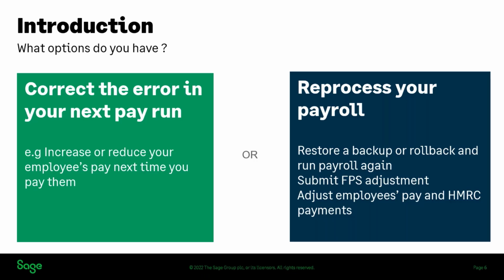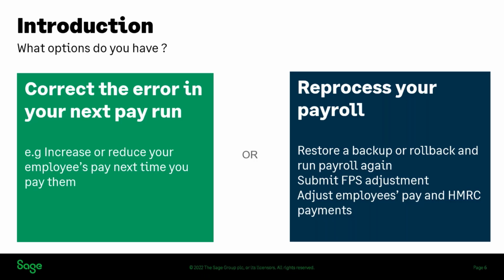The first one, nice and easy, is just to correct the error in your next pay run. So if you've overpaid or underpaid, you can, of course, just increase or reduce your employee's pay next time you come to pay them. The alternative option to that is if you can't do it in the next period, you will need to reprocess your payroll. So this is where you would need to restore a backup or roll back and then run that payroll again and then submit your FPS adjustment. Once you've done that, you would need to then adjust your employee's pay directly in their bank and HMRC payments as well. So those are the two options that you have available to you.